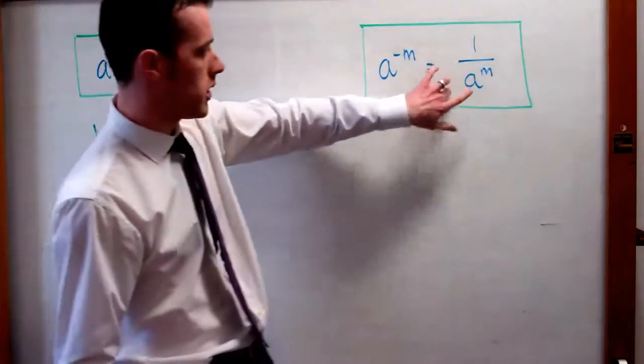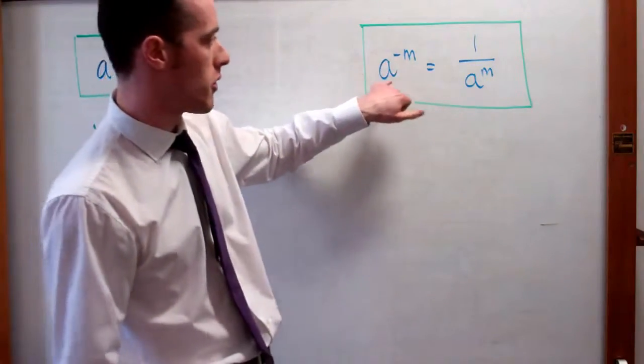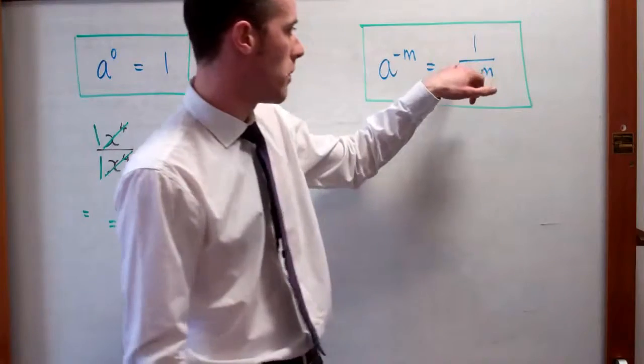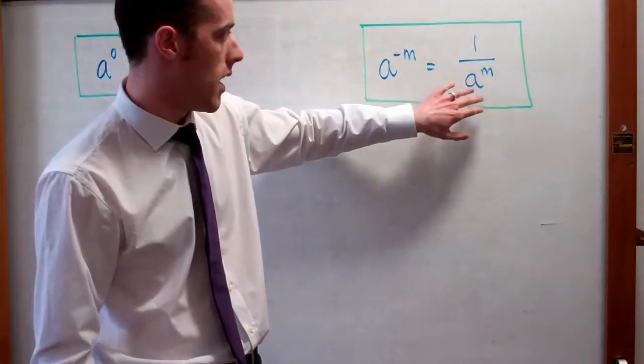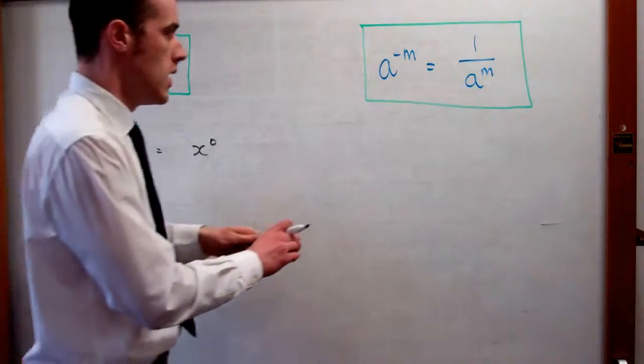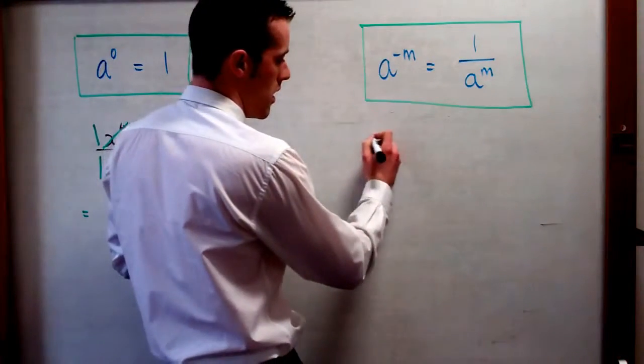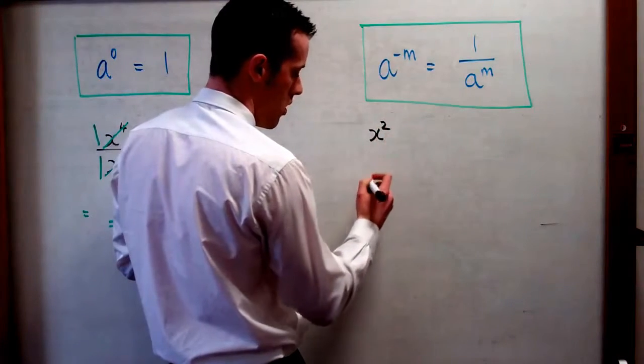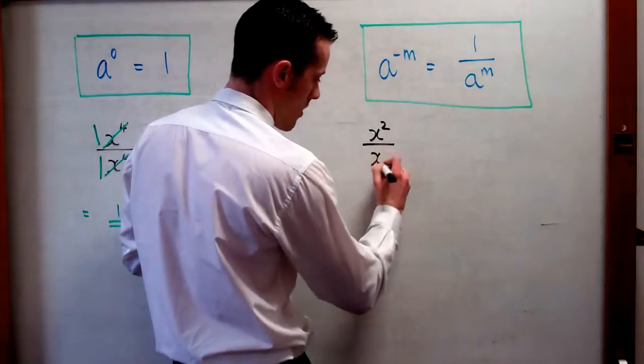Okay? Let's move on to this one here. All we're saying here is that if we've got a negative power, we can make that a positive power on the denominator. And I'm going to show you how that one works as well. So if we have x to the power 2 divided by x to the power 3.